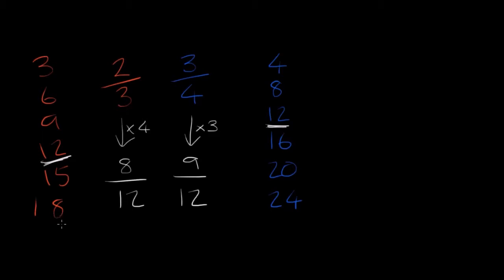And there we have it. That is how you find the lowest common denominator. So the lowest common denominator for 2/3 and 3/4 is going to be 8/12 and 9/12. That's how we would write it. Okay, let's have a look at another example.